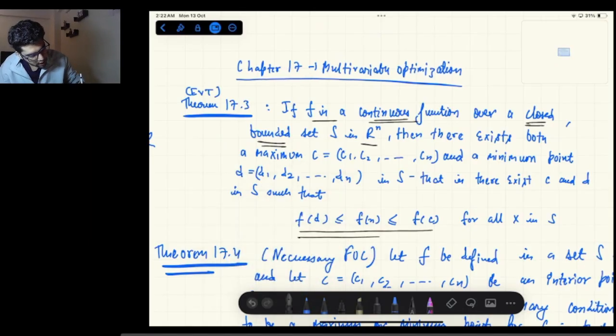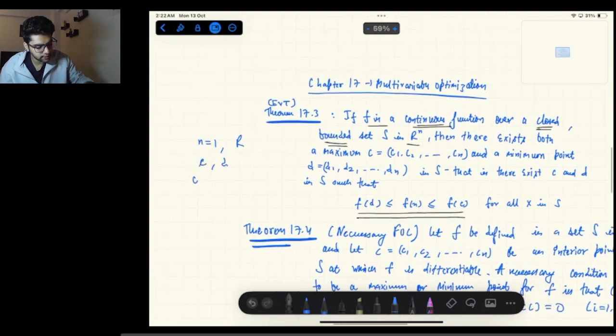the value of f(x) lies between f(d) and f(c). Basically the theorem says that if f is a continuous function over a closed bounded set S in Rn, then there exist both a maximum and a minimum point in S, that is, there exist C and D in S such that f(x) lies between f(d) and f(c). So if a set is closed and bounded and the function given to me is continuous, then I would always achieve a maximum and a minimum over that set.